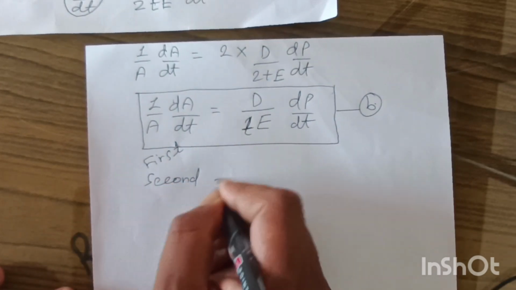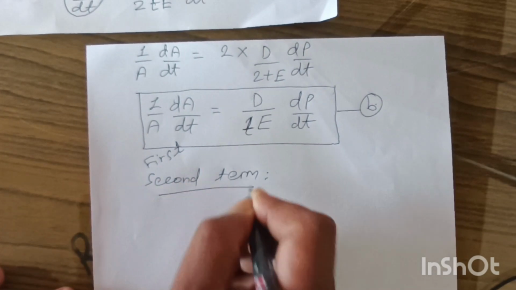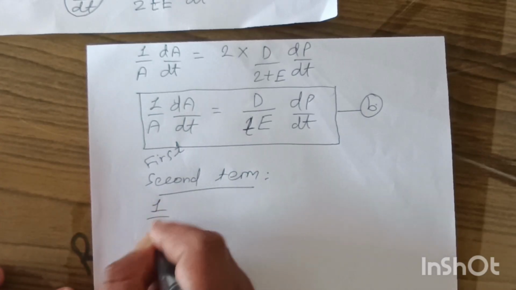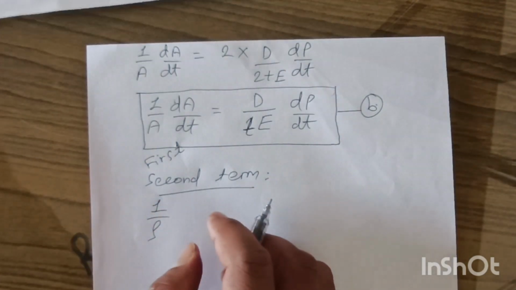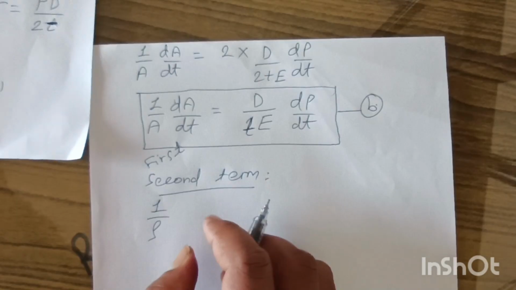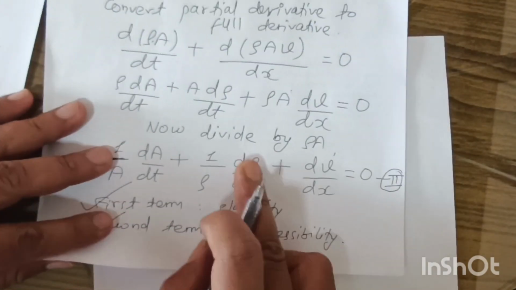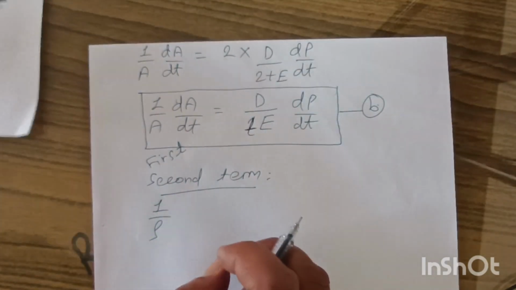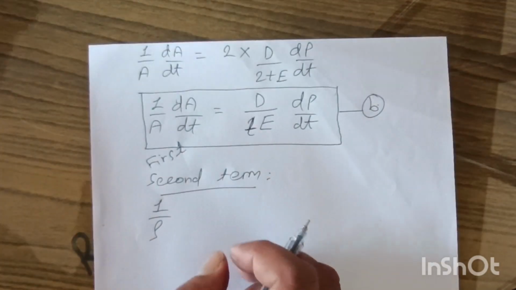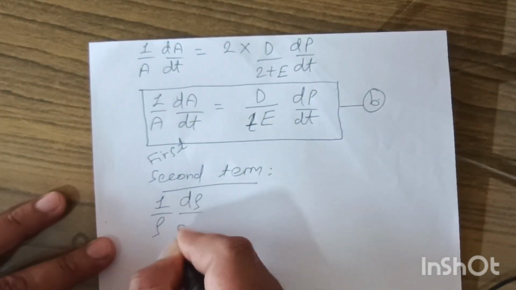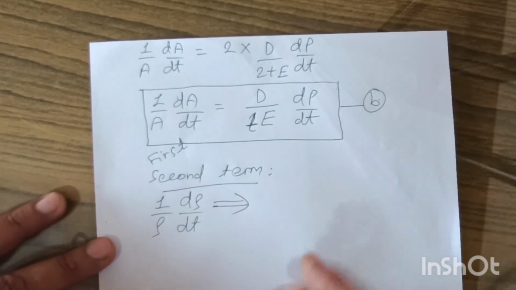The second term is 1 by rho d rho by dt. So you can write 1 by rho d rho by dt. How can we get this? 1 by rho d rho by dt.